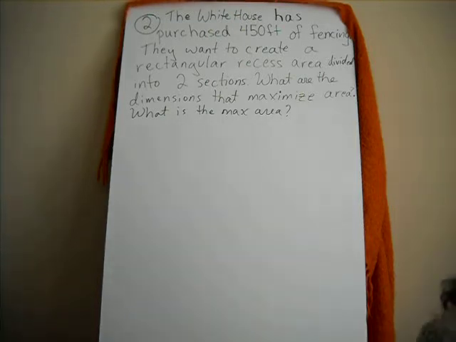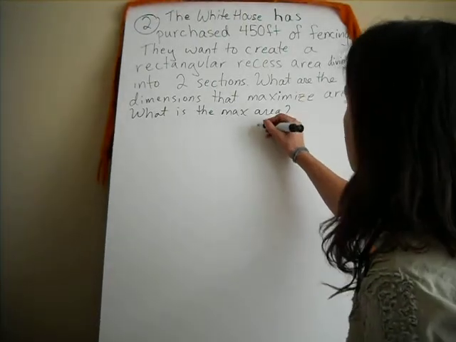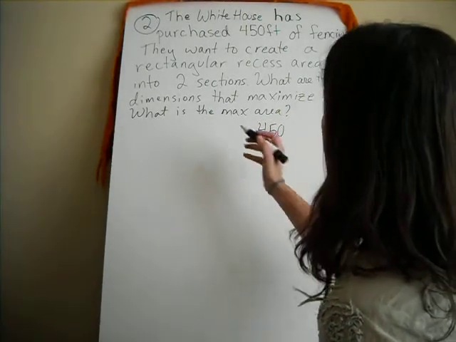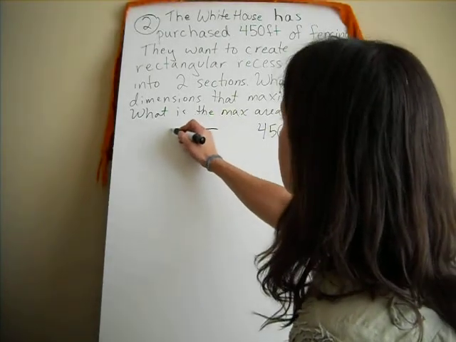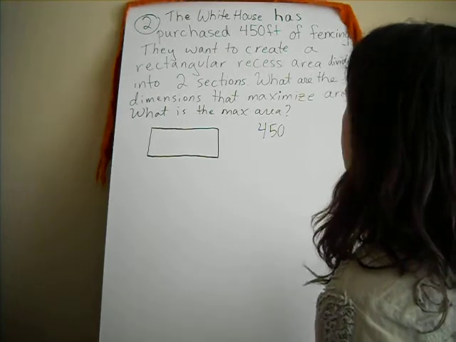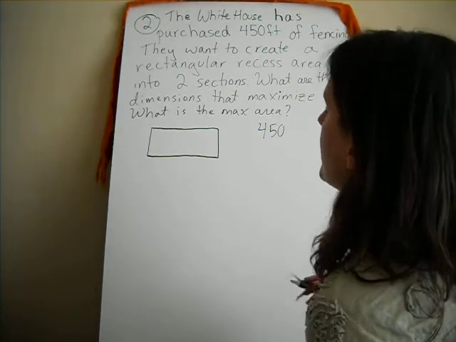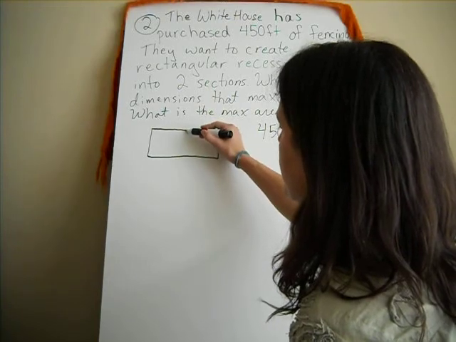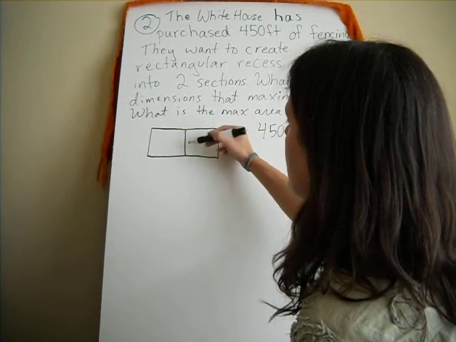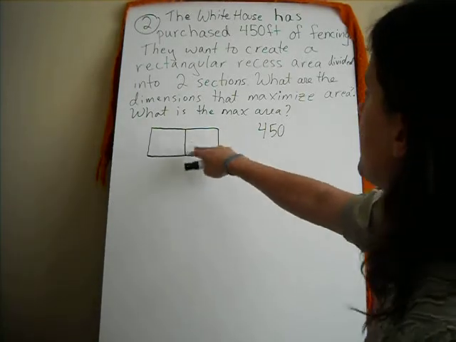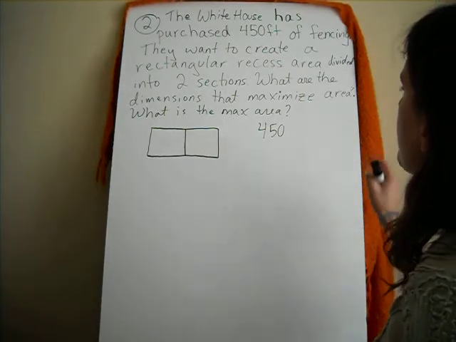Well, first what you've got to think about is what they want. So they have 450 feet of fencing, and they want to create a rectangular recess area divided into 2 sections. Well, I could divide it here or there. It really won't matter. We'll be able to figure out what's going to happen either way. So there we go. We have a rectangular recess area divided into 2 sections, and we need to figure out the dimensions.